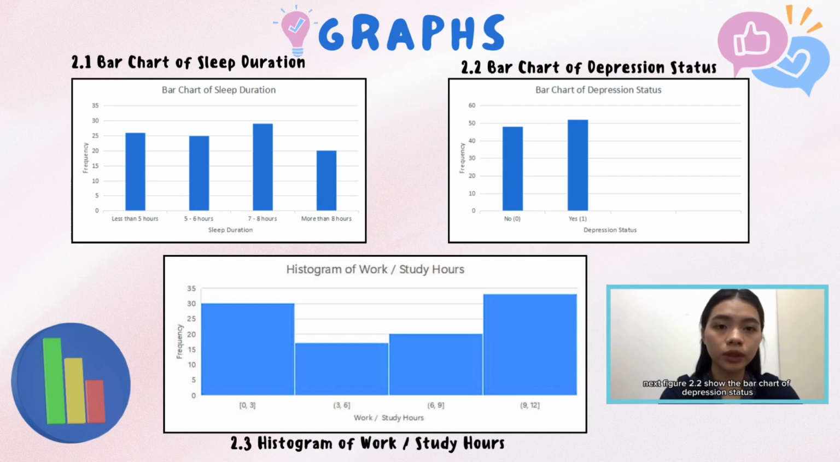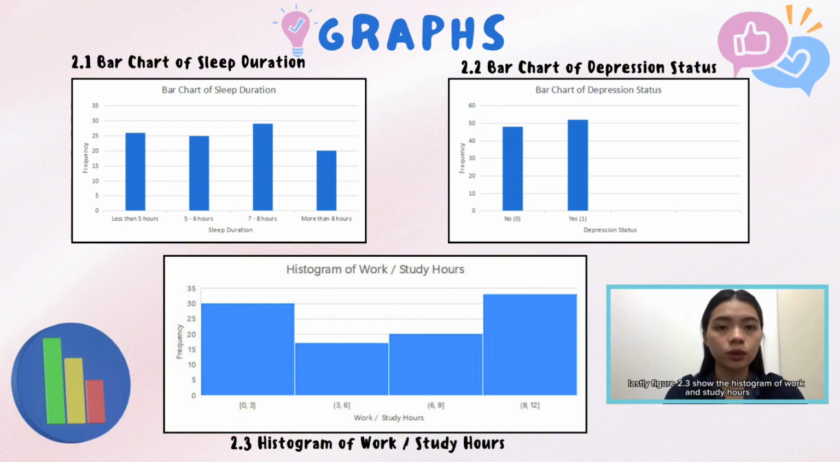Next, figure 2.2 shows the bar chart of depression status. This bar chart represents the students based on their depression status. The graph shows 52% of the students have depression while 48% do not have depression.